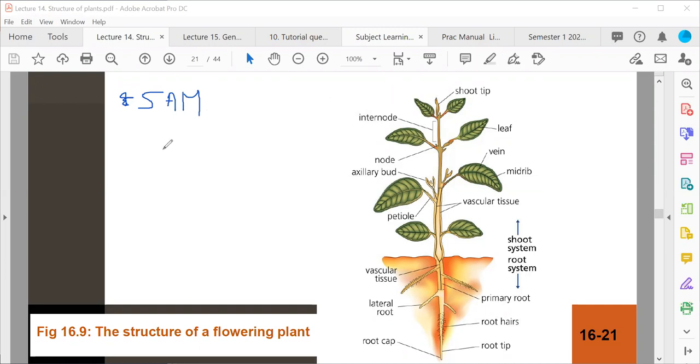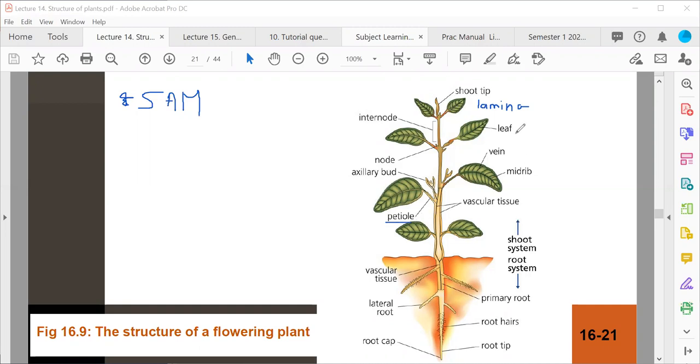RAM and SAM, very good. Very easy to remember, aren't they? All right, so that's the location of the shoot apical meristem. Everyone's familiar with leaves, but of course the blade itself is given a name, and that name is the lamina. I'll just write that there. Okay, so that's the blade, and the leaf stalk is called the petiole.